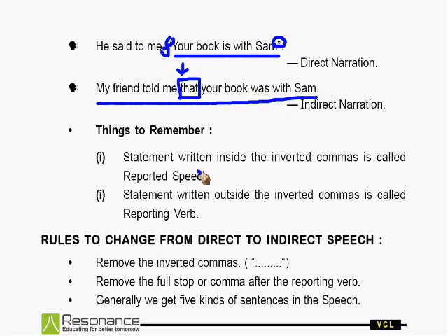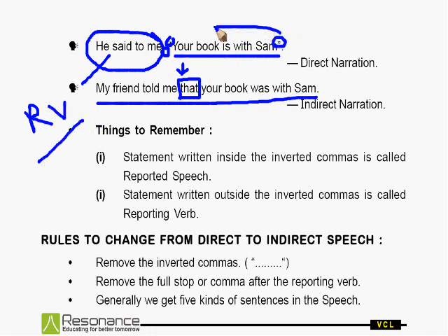Now things to remember: the statement written inside the inverted commas is called the reported speech, which I discussed earlier. Now the statement written outside the inverted commas is called the reporting verb. So this is important. Whatever is put outside the inverted commas is called the reporting verb, and anything that is put inside the inverted commas is called reported speech. This one is important.